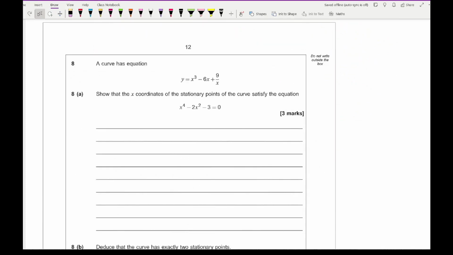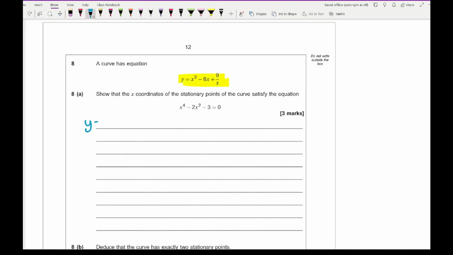So then moving on to question 8, it says the curve has the equation of y equals x cubed minus 6x plus 9 over x. Show that the x coordinates of the stationary points of the curve satisfy the equation x to the power 4 minus 2x squared minus 3 equals 0. So first things first, let's start by rewriting this equation using indices.